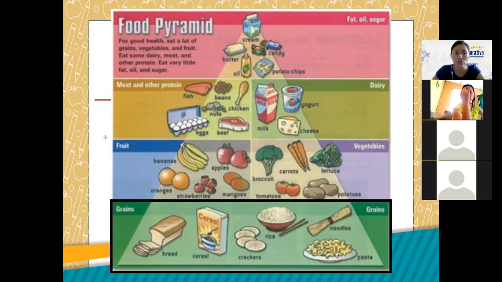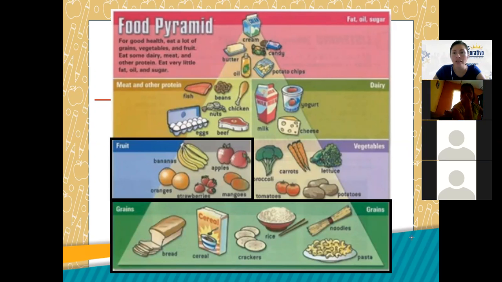Then we have two more different sections. And this one is fruit. We got the fruit section, which is something cool. I don't know if you like, do you like fruits, by the way? Do you like fruits? Raise your hand.